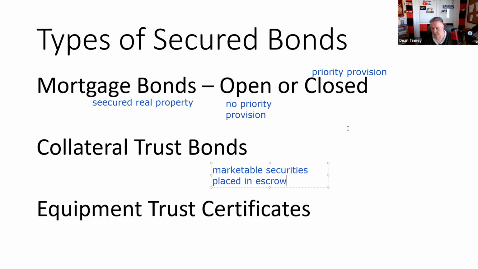The issuer creates an escrow account, they put the securities in there, and they tell the bondholders that if we don't pay interest and principal, we'll either sell those securities or distribute them to you. Equipment trust certificates, test question, are secured by major movable equipment. And to be major and movable, it should have wheels on it. Again, this is typical of airlines, for example.